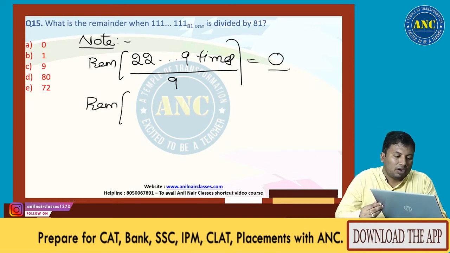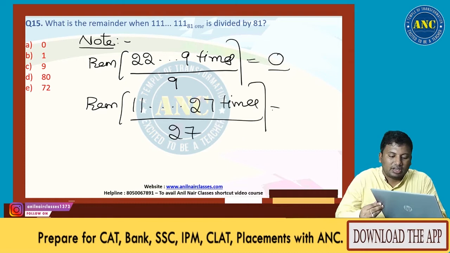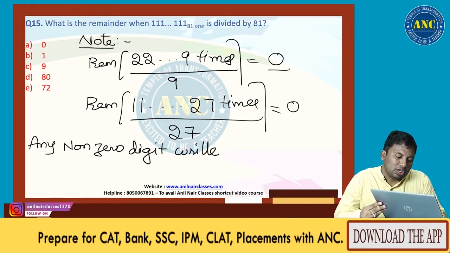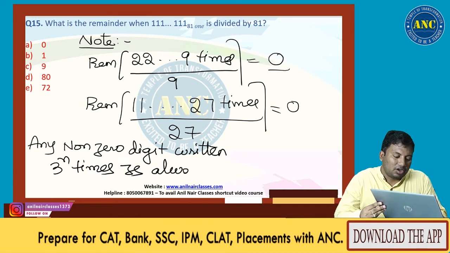Now, 1, 1, 1, 1, 1, written 27 times, divided by 27. This will also give you 0. Very, very important point. Any non-zero digit written 3 power n times is always divisible by 3 power n.